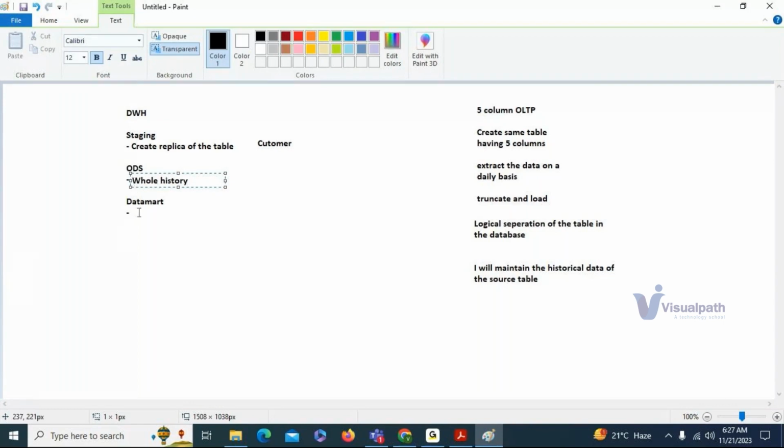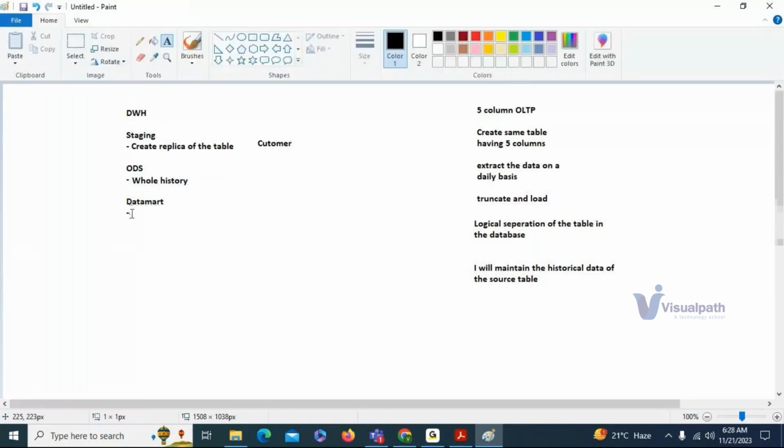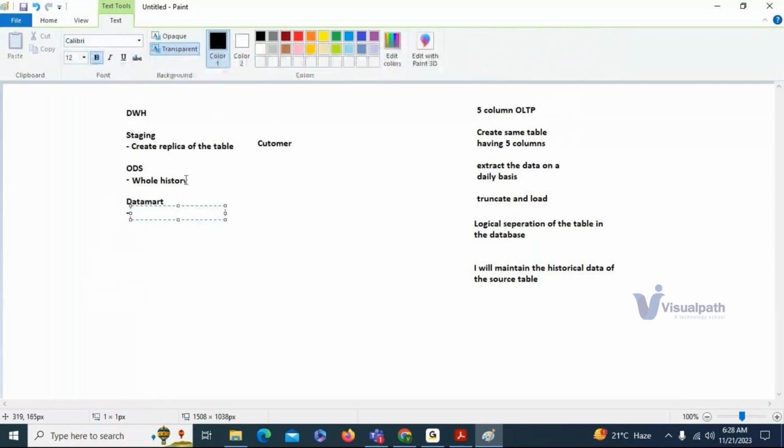When it comes to data mart, from here to here you are going to do a daily insert and update. When it comes to data mart, you are going to design a dimensional model.